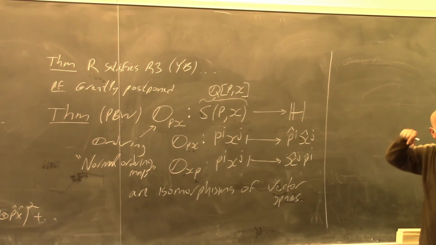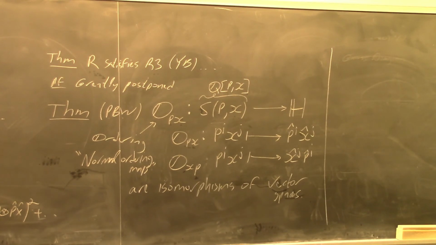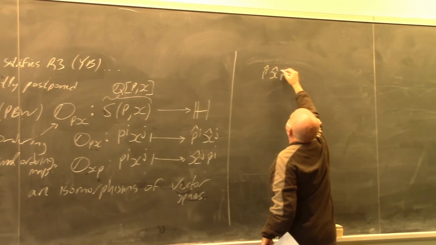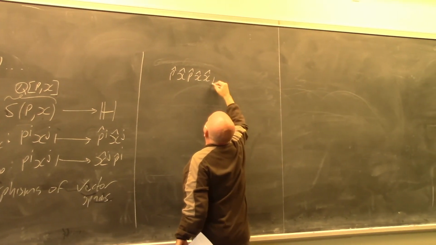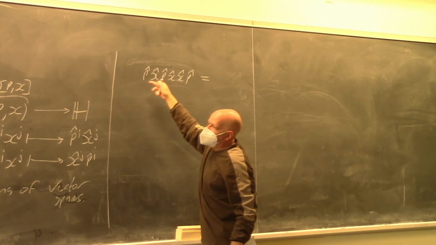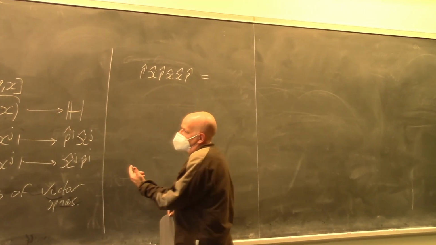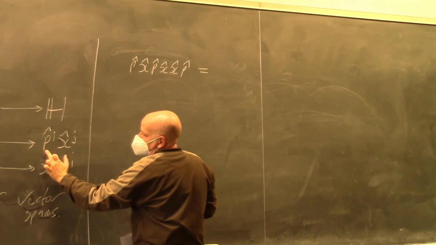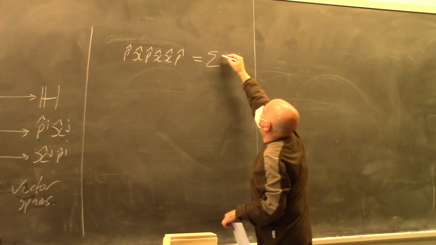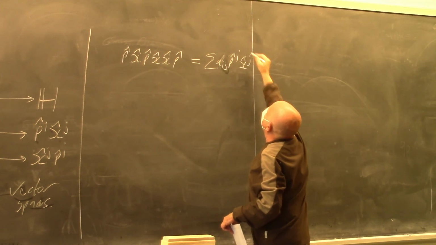Or one thing that it means is that if you have an arbitrary product of P's and X's, so for example, if you have P hat, X hat, P hat, X hat, X hat, P hat, the claim is that this is in the image of O, meaning you can rewrite it in a way such that all the P's precede all the X's. So you can rewrite it as a sum of things of the form some coefficient a_ij, P hat to the i, X hat to the j.